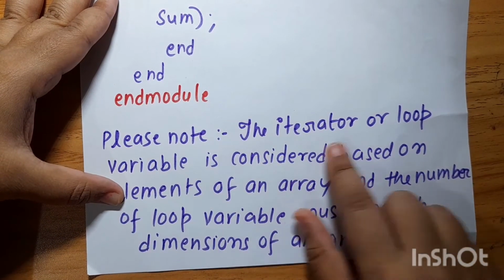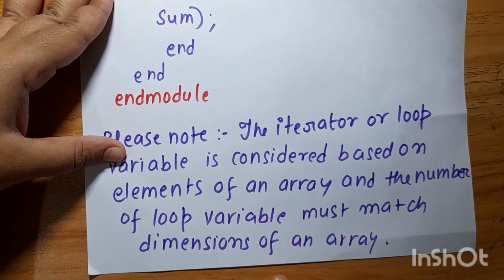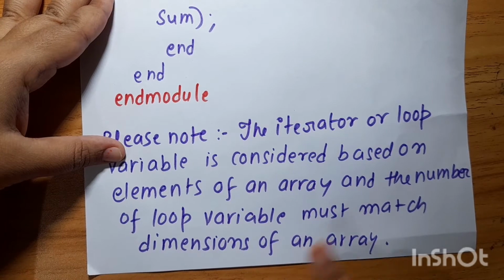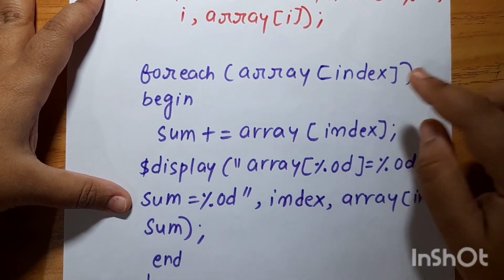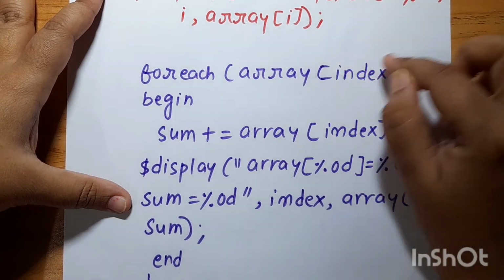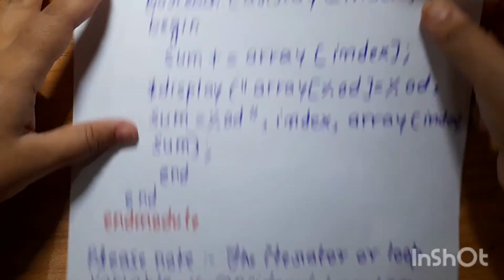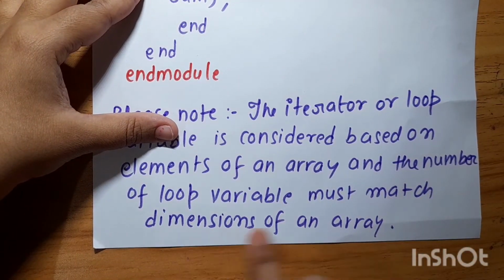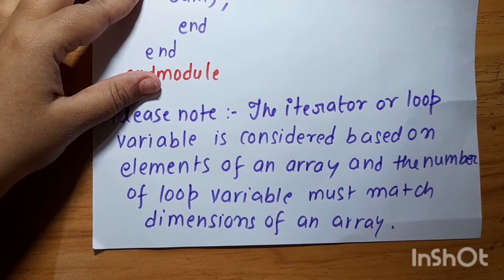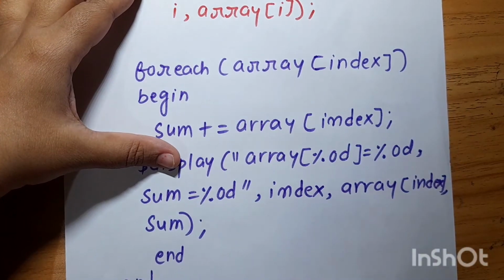Please note, the iterator or the loop variable is considered based on the elements of an array. That is why I have not declared i, or I have not declared index. Explicitly, I need not do anything. Implicitly, it will take the type of the array element. And the number of loop variables must match the dimension of the array. I need not set a limit.